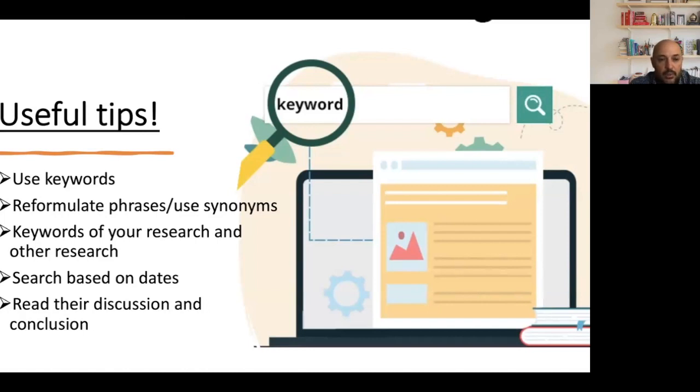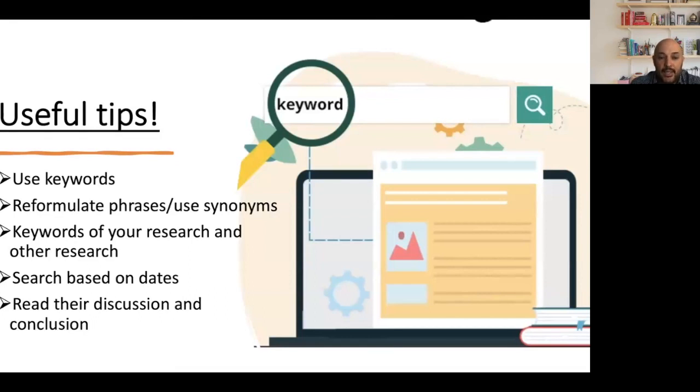Sometimes you want to make a connection or understand what research has been published on the connection between A and B. So you sometimes have to reformulate your phrases and see what pops up in your search engine. The keywords of your research and other research are very important. That will help you reformulate your phrases and develop your applied keywords.